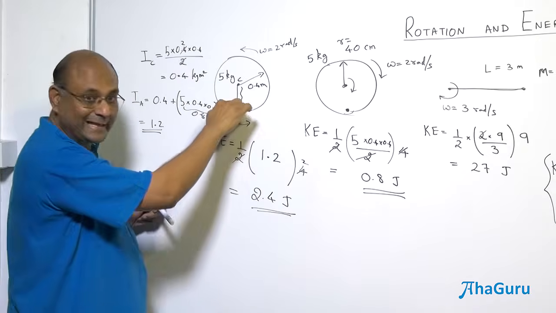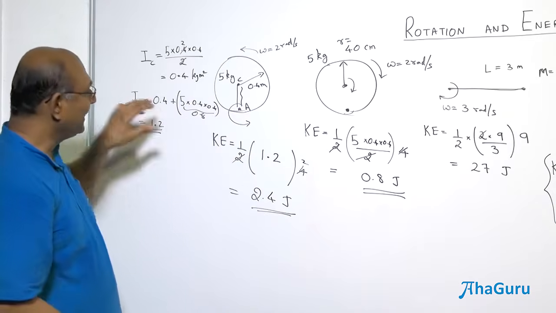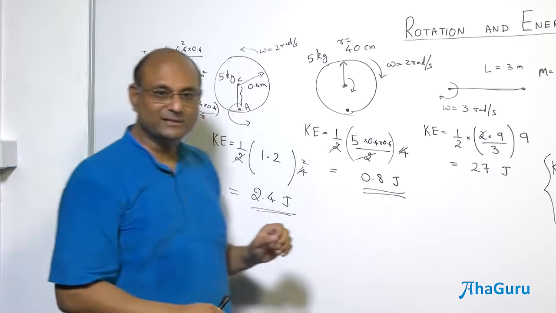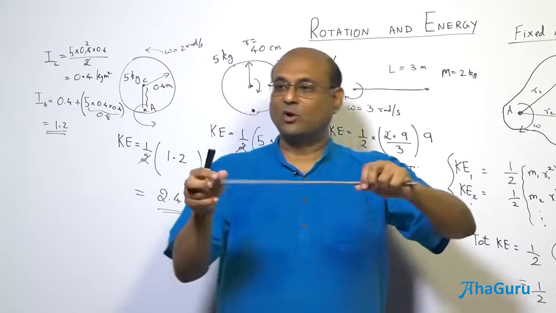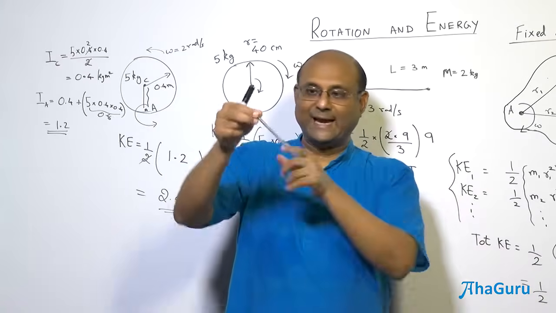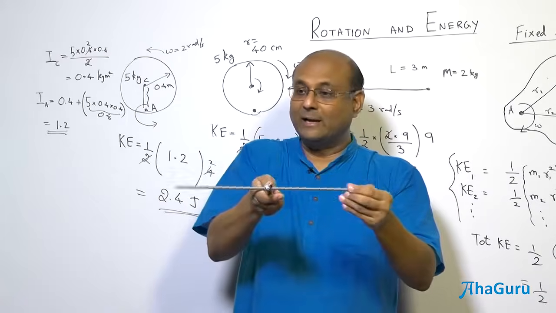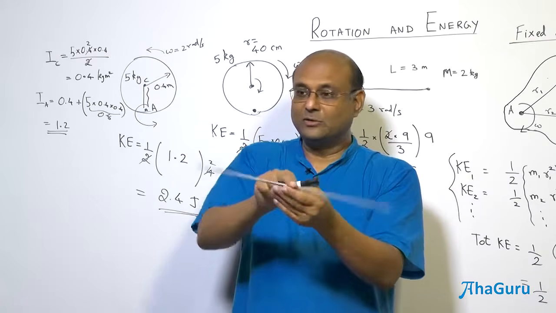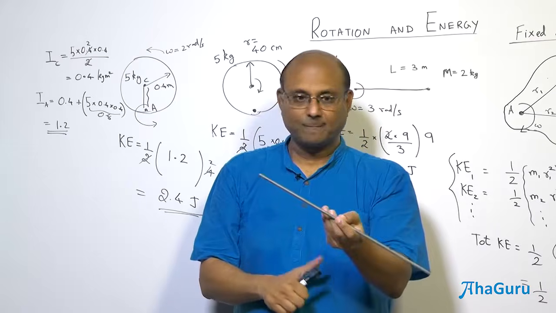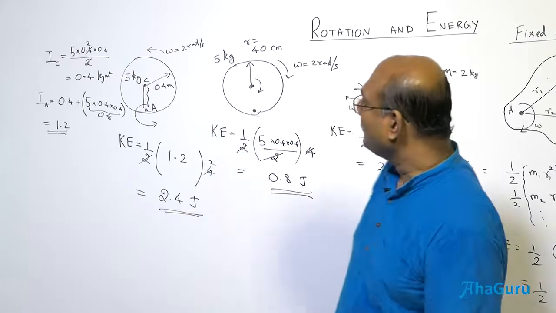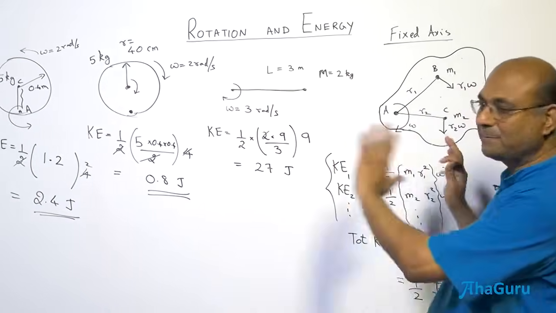So does it matter where the axis is? Yes, because the moment of inertia will change, and based on the moment of inertia, the kinetic energy will change. So when you're solving problems, it makes a big difference whether this rod was rotating about this end, so this was the axis, or whether it was rotating about the center. Because if it is rotating about the center, your moment of inertia is going to be much smaller, right? So we have to be very careful about what we are calculating when we are calculating kinetic energy. So I hope this part is clear to everybody.